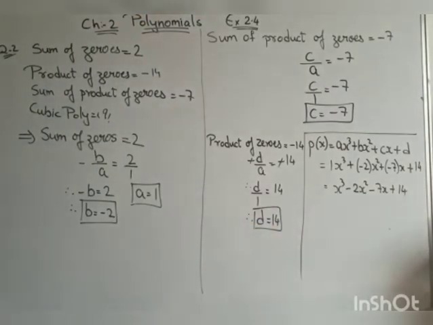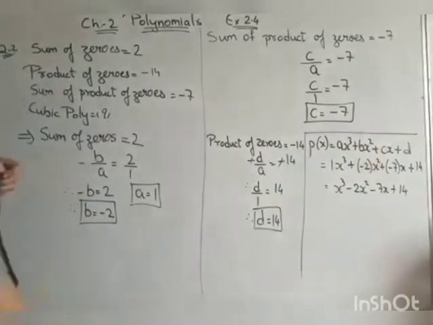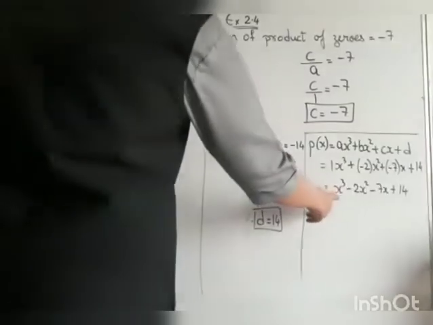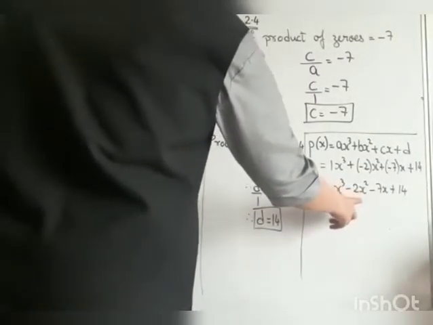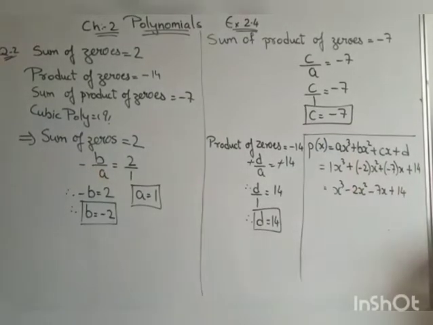Now the formula for a cubic polynomial is ax cube plus bx square plus cx plus d. Now putting the values of a, b, c and d, what you will get? You will get the answer x cube minus 2x square minus 7x plus 14. That is, our cubic polynomial is this.